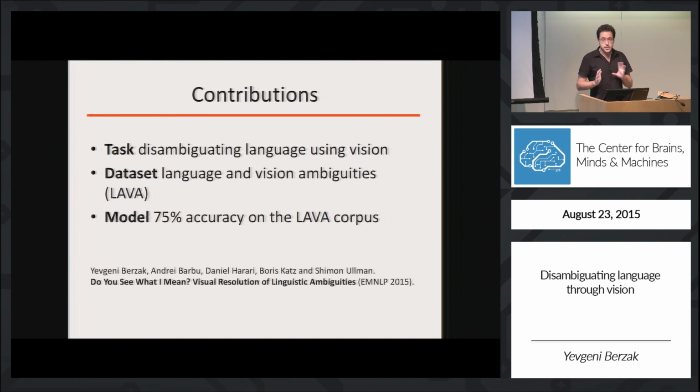So to summarize the contributions of this project so far, we're introducing a new task, disambiguating language using vision. We're releasing a new dataset that enables us to study these kinds of tasks, and a model that obtains preliminary results on this kind of problem. And for more details, I invite you to look at the paper below.